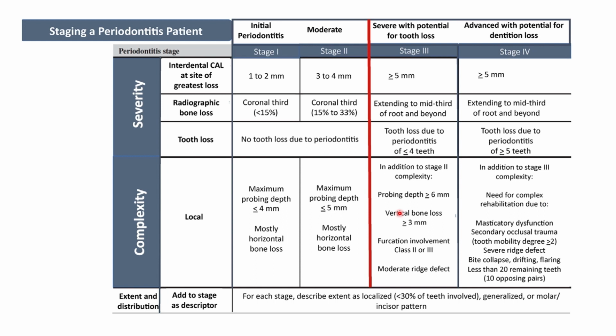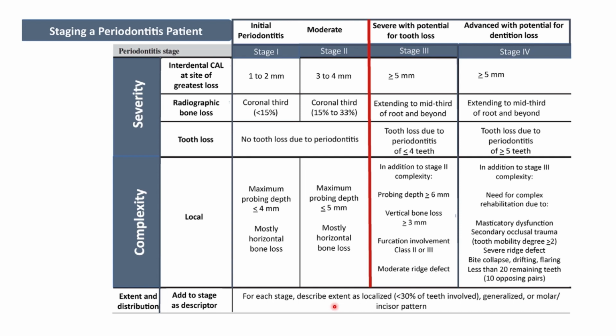Stage 4, the headline is it threatens the entire dentition and needs complex interdisciplinary management. So in addition to these features in stage 3, we have the need for more complex rehabilitation, masticatory dysfunction, mobility grade 2, severe ridge defects, bite collapse, drifting, flaring, and less than 10 opposing pairs.